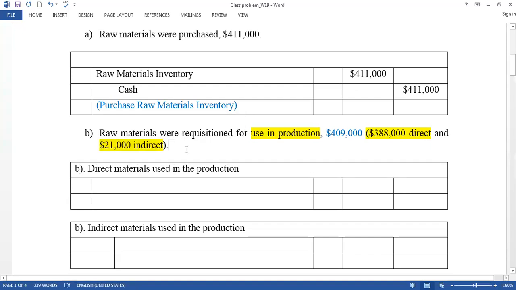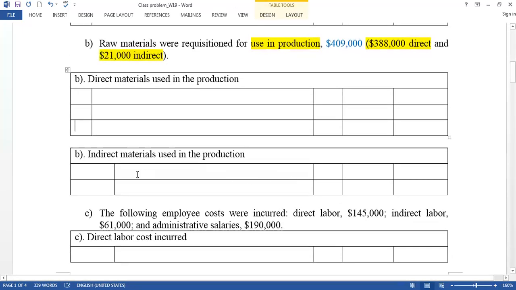And if you remember last class, I told you that direct materials used in production means direct materials transferred to work in process, and indirect materials used in production means indirect materials transferred to manufacturing overhead. So let's do the second journal.